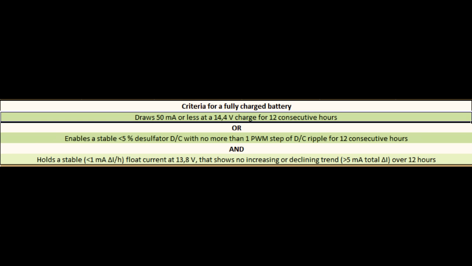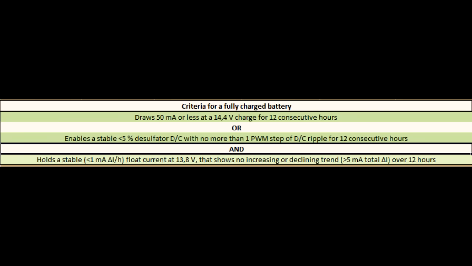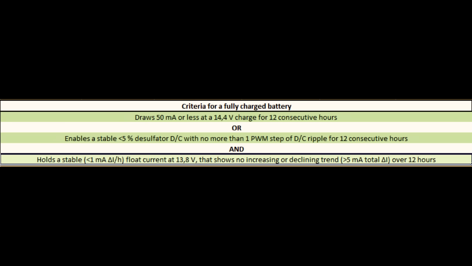And a full battery is to draw less than 50 milliamps at 14.4 volts for 12 consecutive hours, or it is to enable a stable below 5% duty cycle on the desulfator with no more than 1 PWM step of duty cycle ripple for 12 consecutive hours, and a battery is to hold a stable less than 1 milliamp per hour delta float current at 13.8 volts that shows no increasing or declining trend above 5 milliamps total delta current over 12 hours. These criteria should indicate that a battery has been fully charged and is ready to be cycled and have as much possible capacity as it might hold extracted.